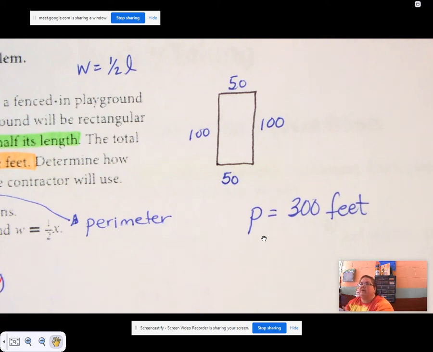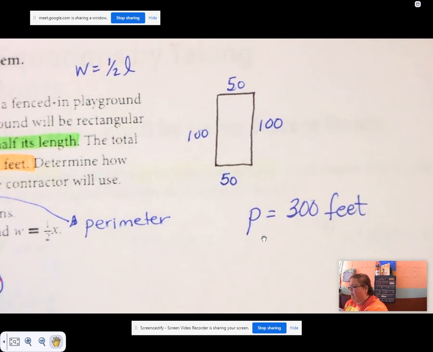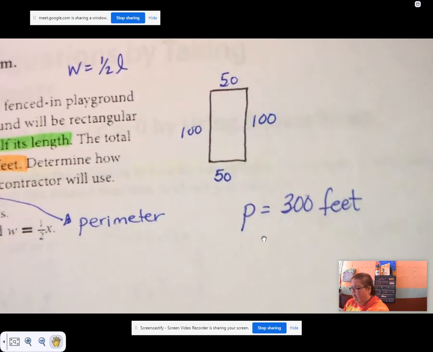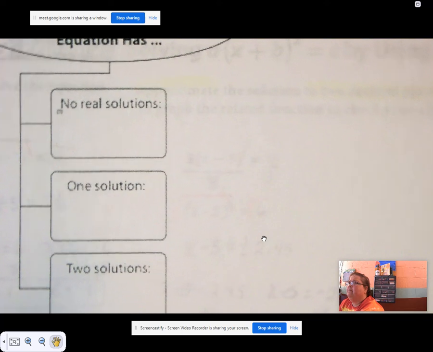All right, questions about that? Okay. You have one question like that in your homework, so make sure you have your notes available to follow those. All right, here we go. Got a little summary down here for us. You ready?